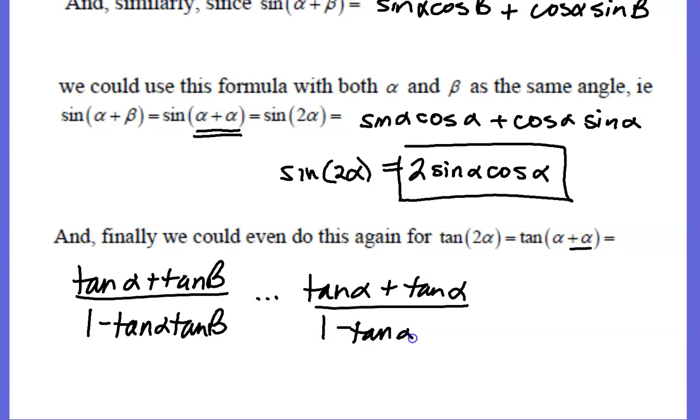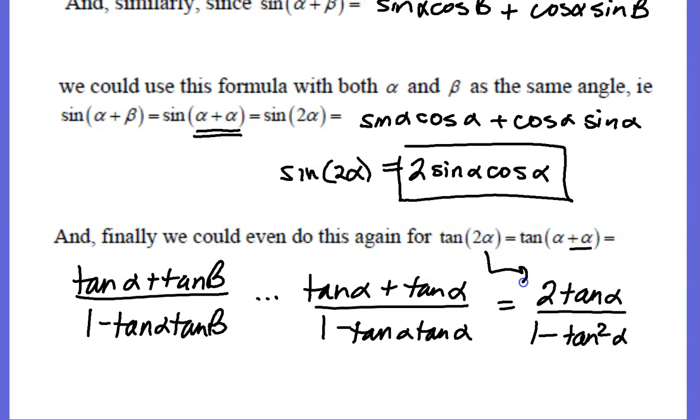I would have this. So on top, you have the same term, but 2 of them. So 2 tan of the angle over 1 minus, this is the same term, so tan squared. So there is the double angle sum for tan. Again, these are all listed on your identity sheet, but it's nice to see where they come from because you could always come up with them again in case you forgot. Okay, so that's the double angles.